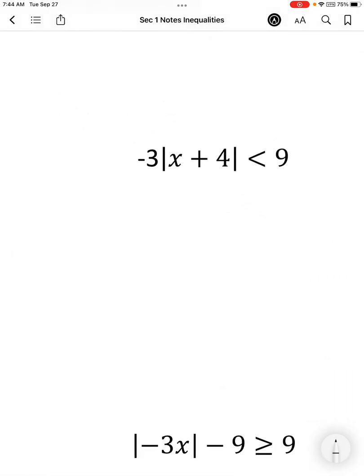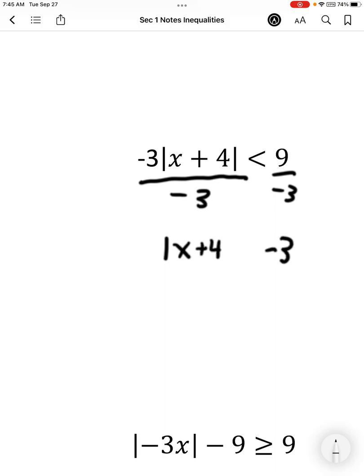Let's go ahead and try our next one. We have -3 times the absolute value of x plus 4 is less than 9. From here, we're going to go ahead and divide by -3. That will give us the absolute value of x plus 4, and that'll be -3 once we do that. What happens once you divide by negative? You have to flip that sign around.